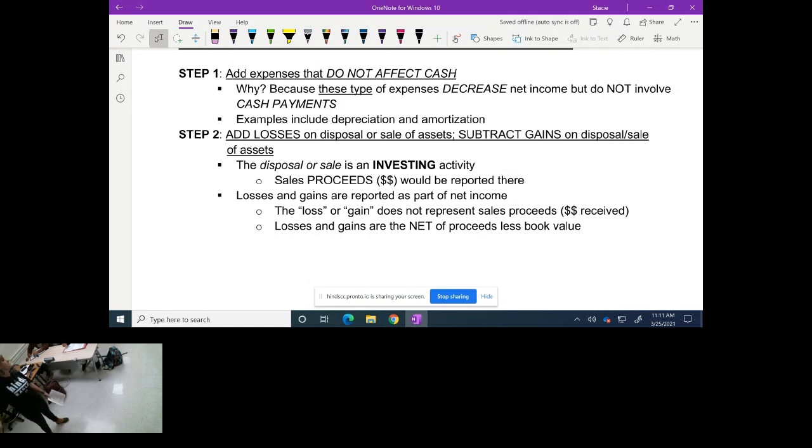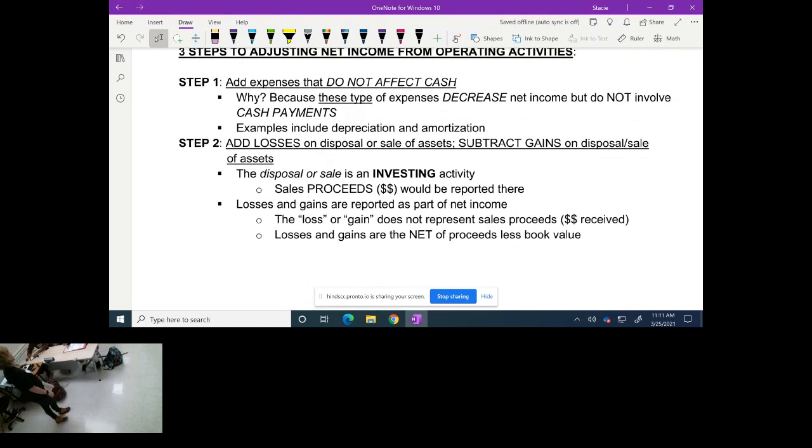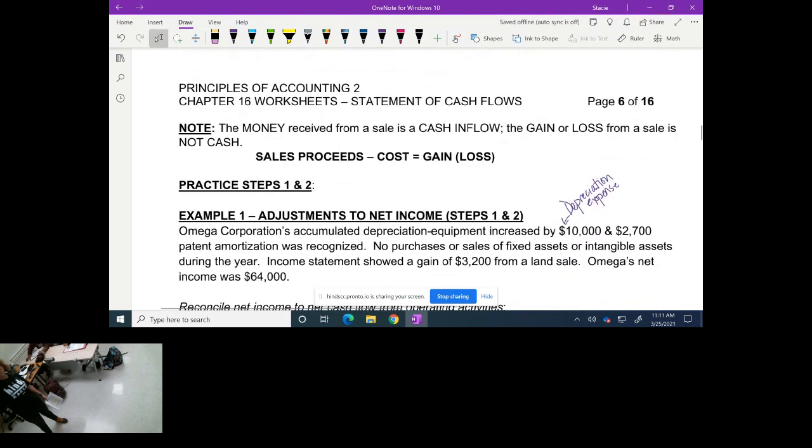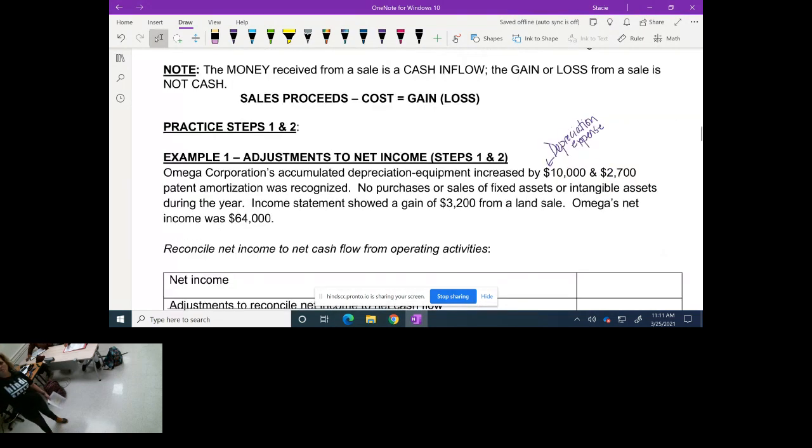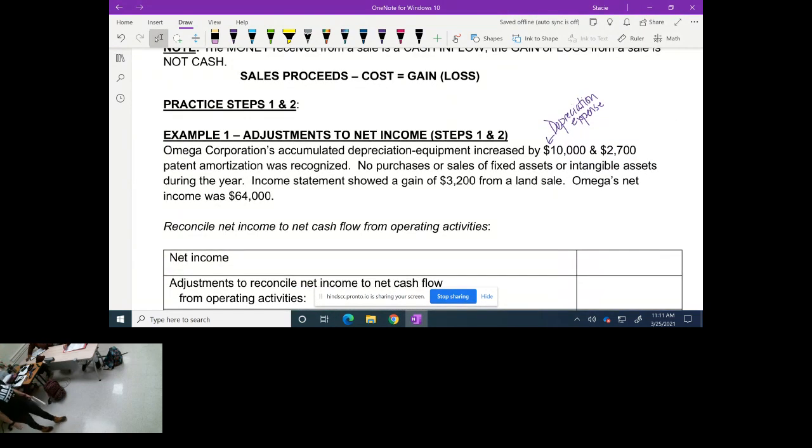So like the first step is talking about like would depreciation be in there? Definitely. You've got depreciation expense in your net income, but you didn't write a check to pay for depreciation expense. Depreciation expense is related to stuff like equipment. So you would have had cash outflow when you bought the equipment, not when you record depreciation. And that's going to be something on the balance sheet. It's not even going to be in net income.